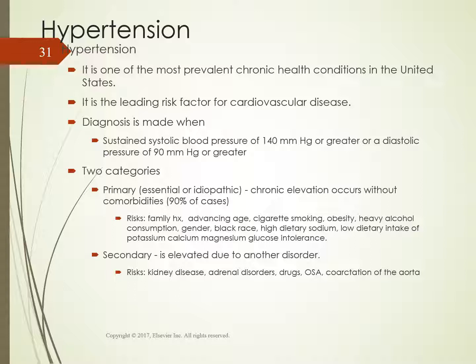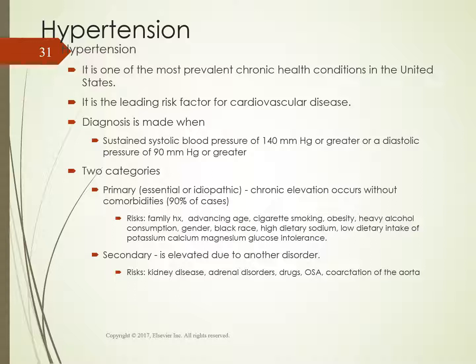It is also categorized as primary or secondary. Secondary would be caused by medications such as birth control pills, hormone replacement, antihistamines, decongestants, and glucocorticoids. We classify prehypertension as 120 to 139 systolic or 80 to 89 diastolic.